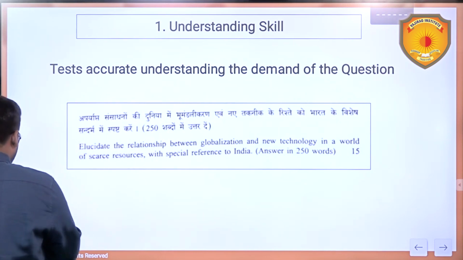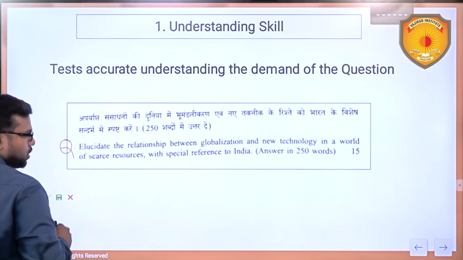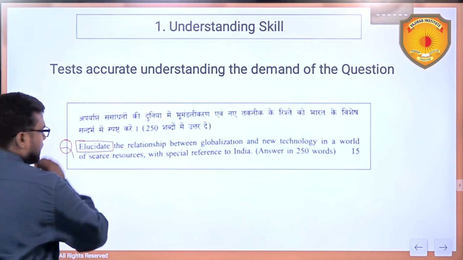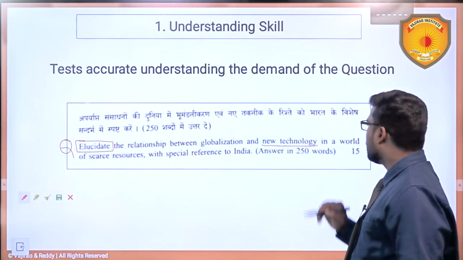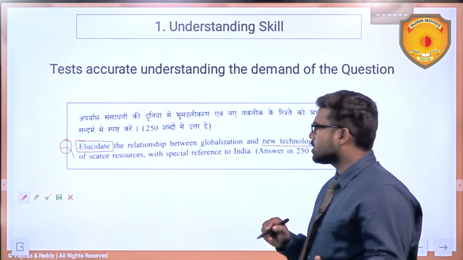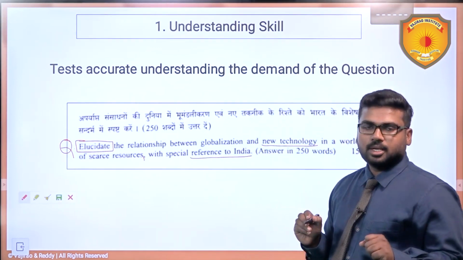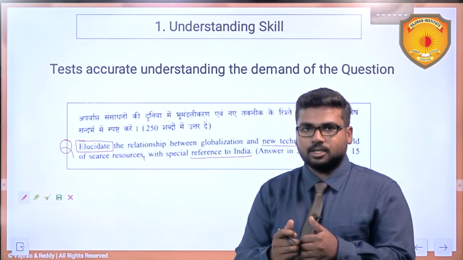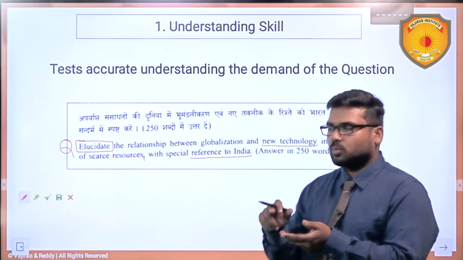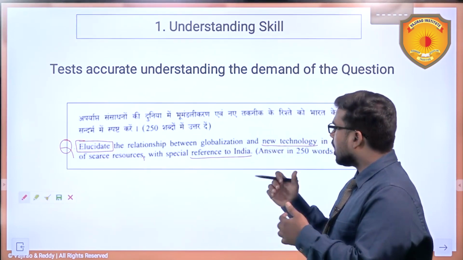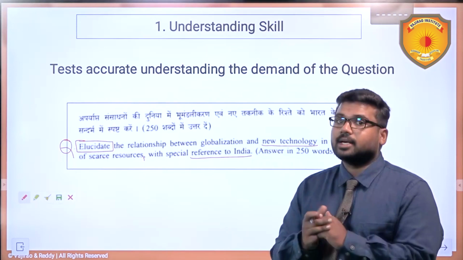Elucidate. Now here, I told you there are some directive words or tail words; here there is a prefix word. The word is elucidate. Elucidate the relationship between globalization and new technology in a world of scarce resources, with special reference to India. This is the question. If you show this question to an aspirant who does not have sound knowledge of globalization, what these scarce resources are and how we can interlink them with reference to India, they may not even understand the demand of the question.